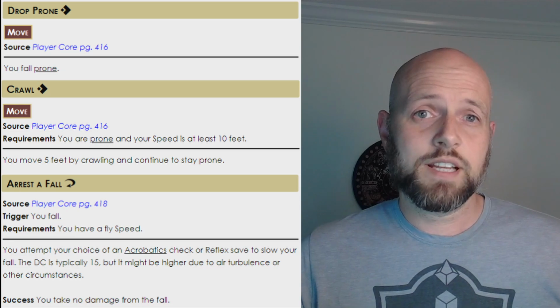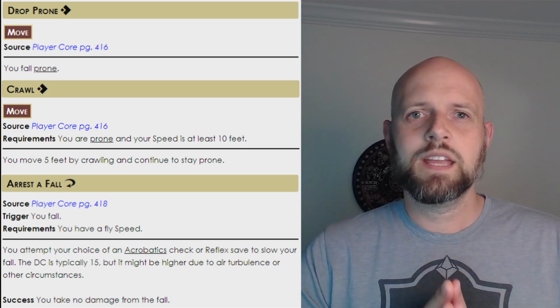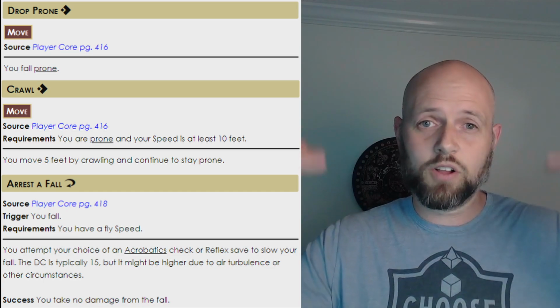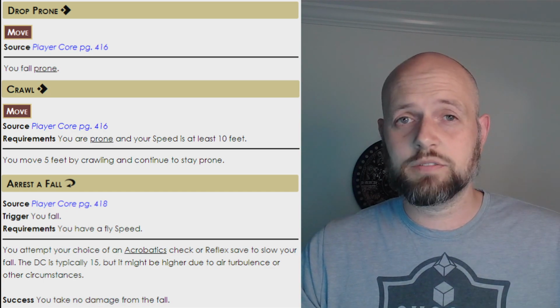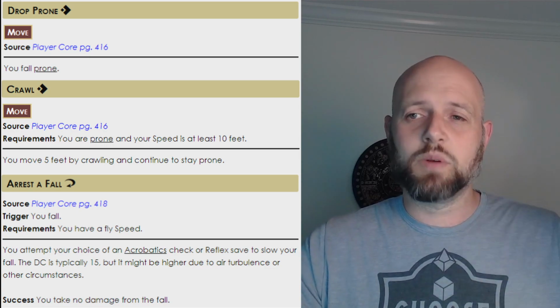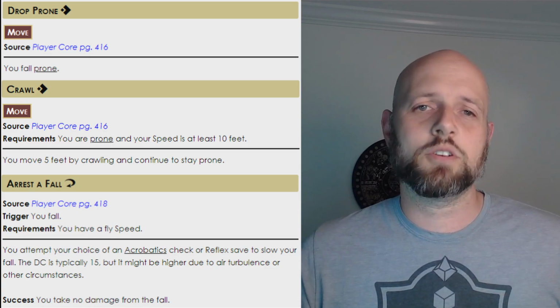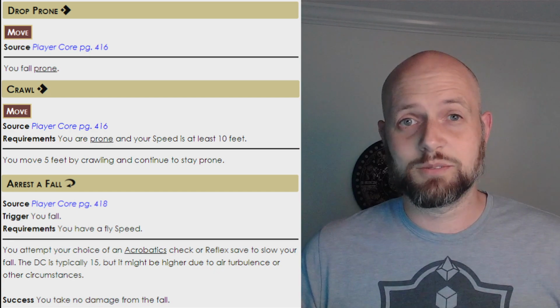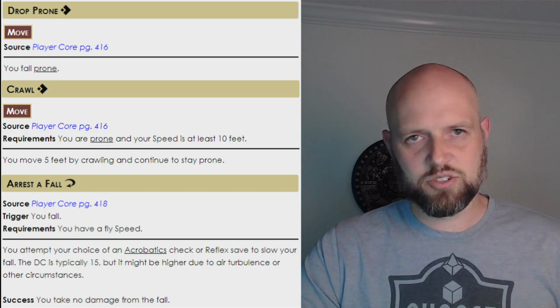Arrest a fall. This is a reaction, but kind of ends our general movement stuff. This only happens if you're falling and you happen to have a fly speed. Because you can fall while you're flying if somebody knocks you out of the air. So if you're falling, you can use a reaction to slow your fall so you don't hurt yourself as you hit the ground. Okay, so those are your movement-related actions.